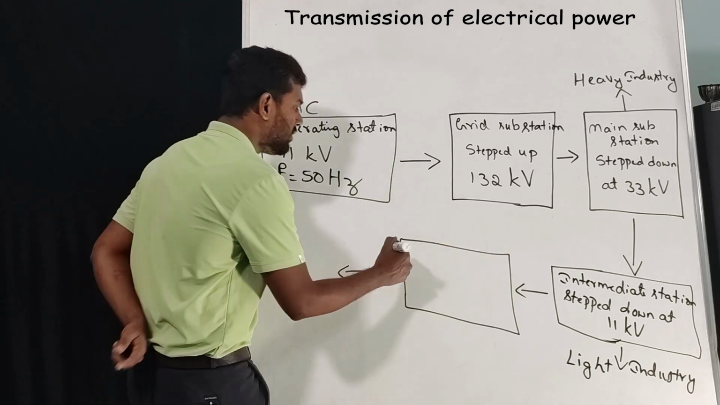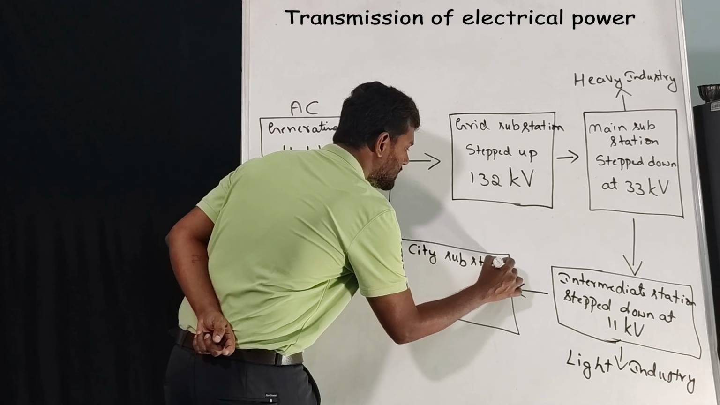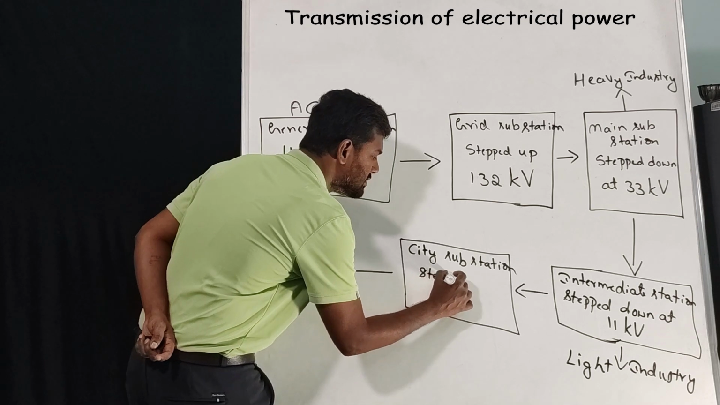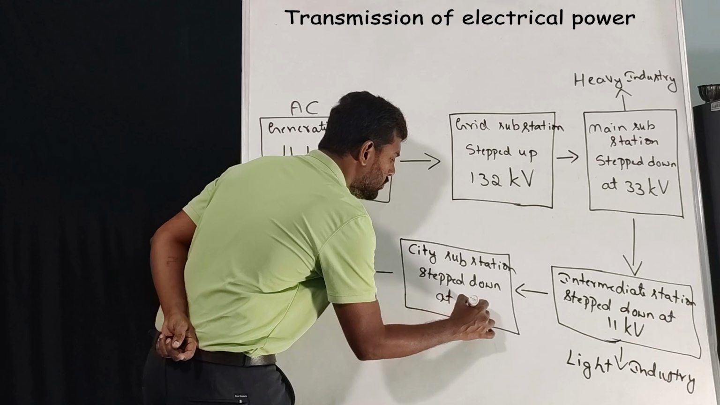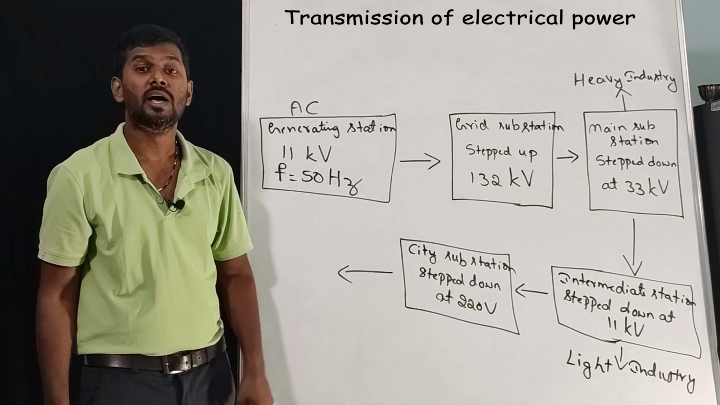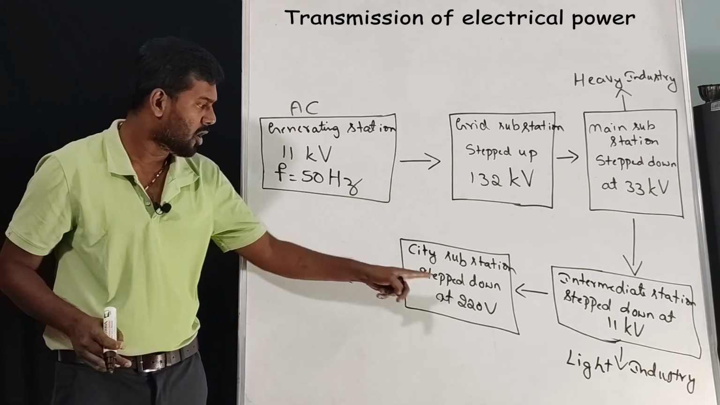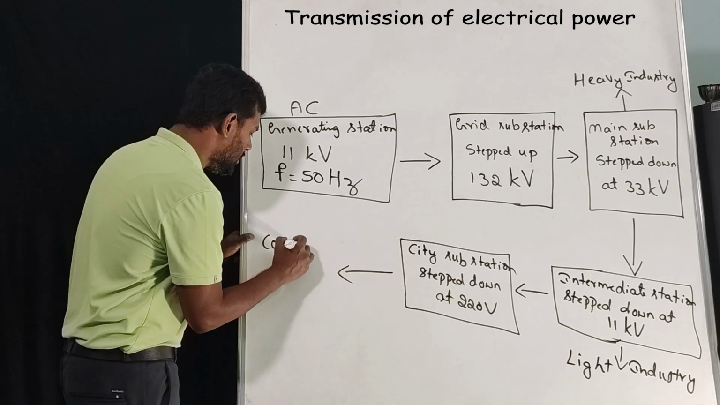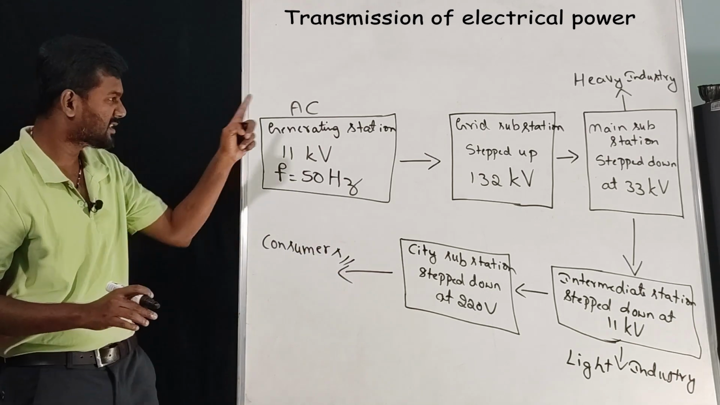Now from that it is given to the city substation, and here also it is stepped down to 220 volts. That is what we are using in our houses. So in our houses, what is the voltage we are using? 220 volts. So once it is stepped down, it is given to the consumers. That is nothing but us. So this is the block diagram.